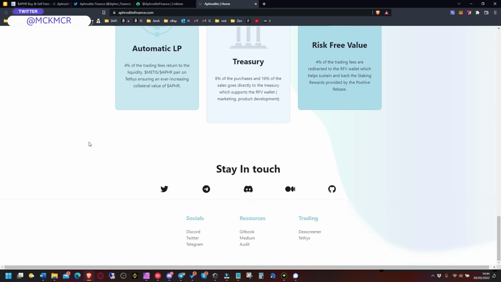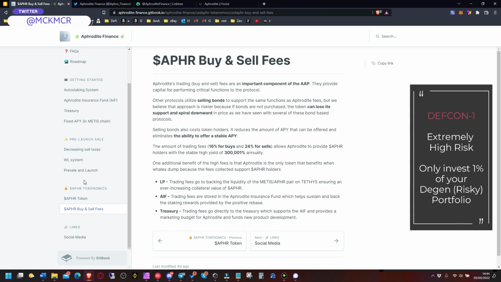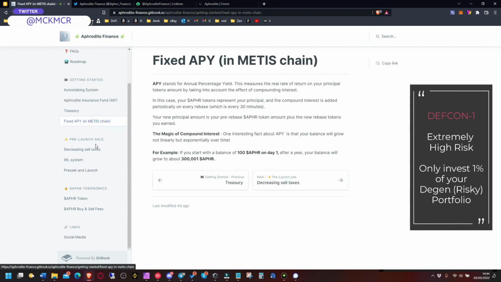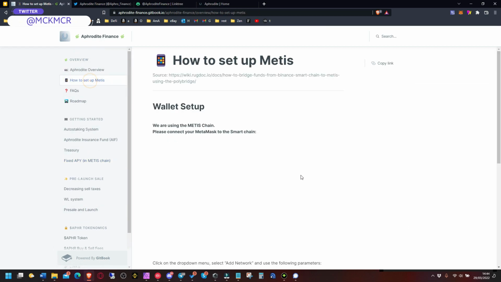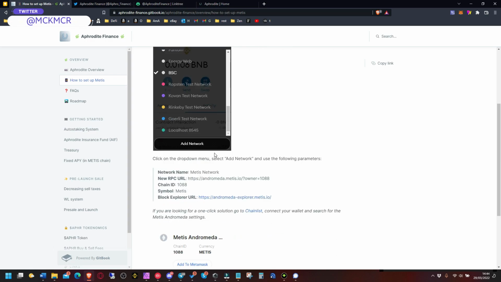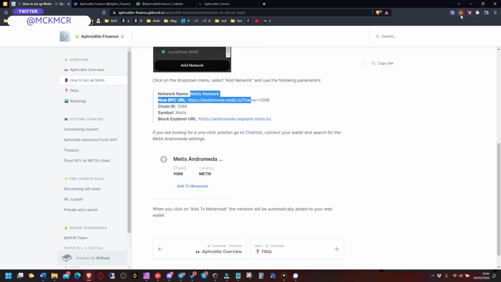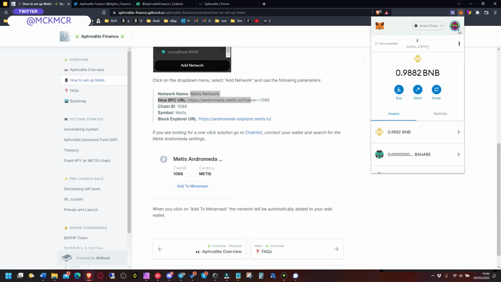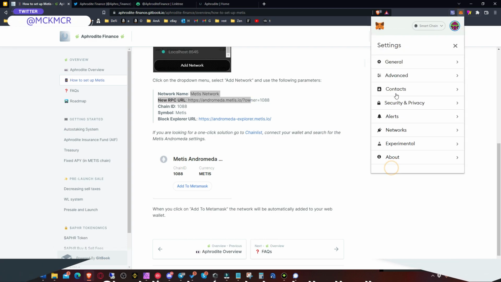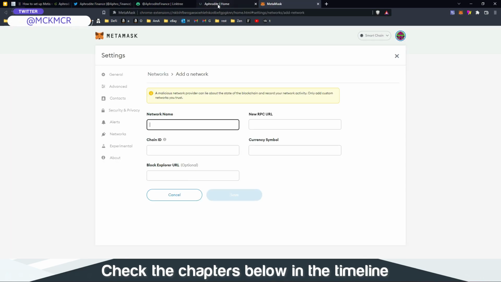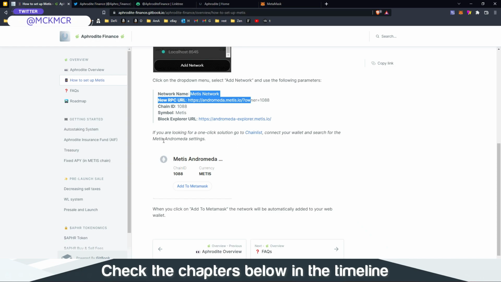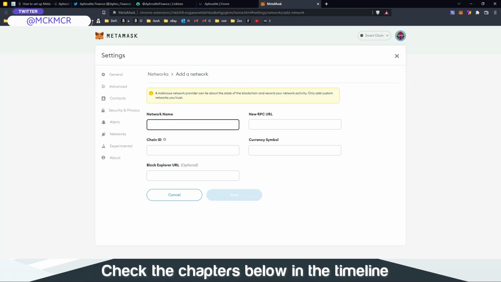There will obviously be ways in the docs to add Metis. If not, I will, before the launch, definitely show you how to do it. It shouldn't be that hard. It's saying, oh yeah, it's here. It's the same as on the other networks. You just have to fill this stuff in your MetaMask where you have settings. You've got networks, and you can add a network and simply copy and paste the details from here to MetaMask.